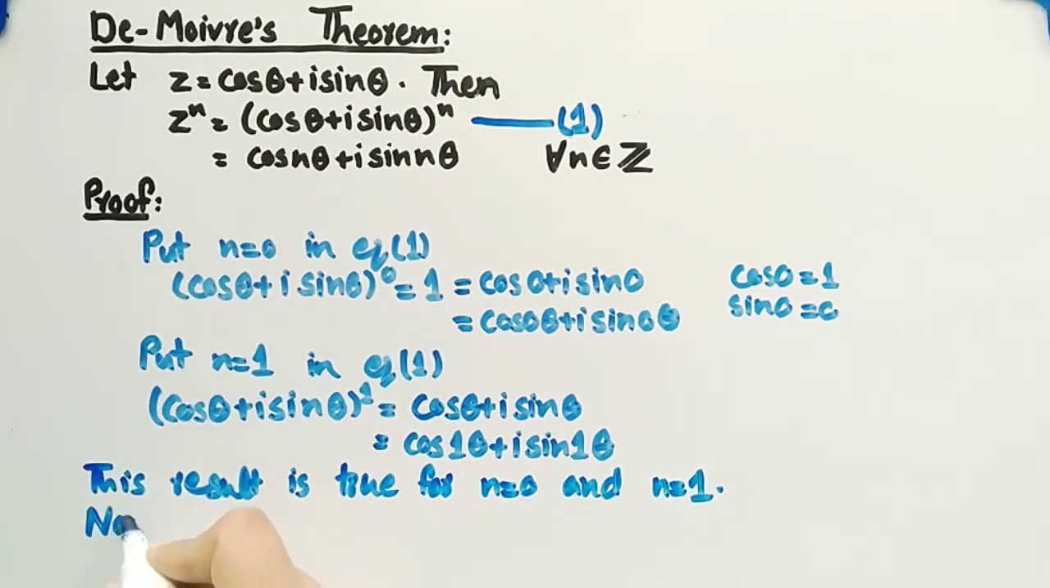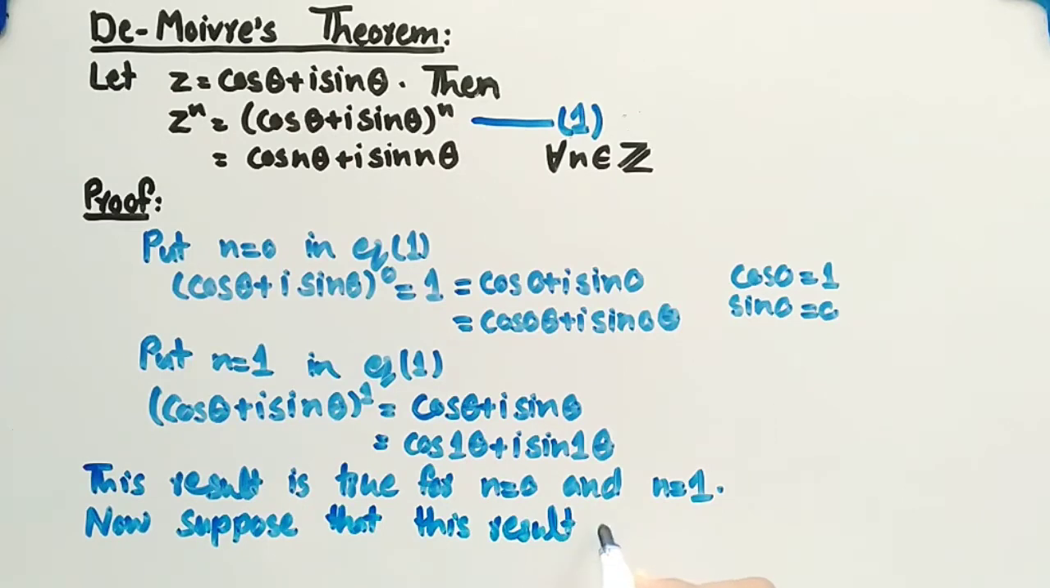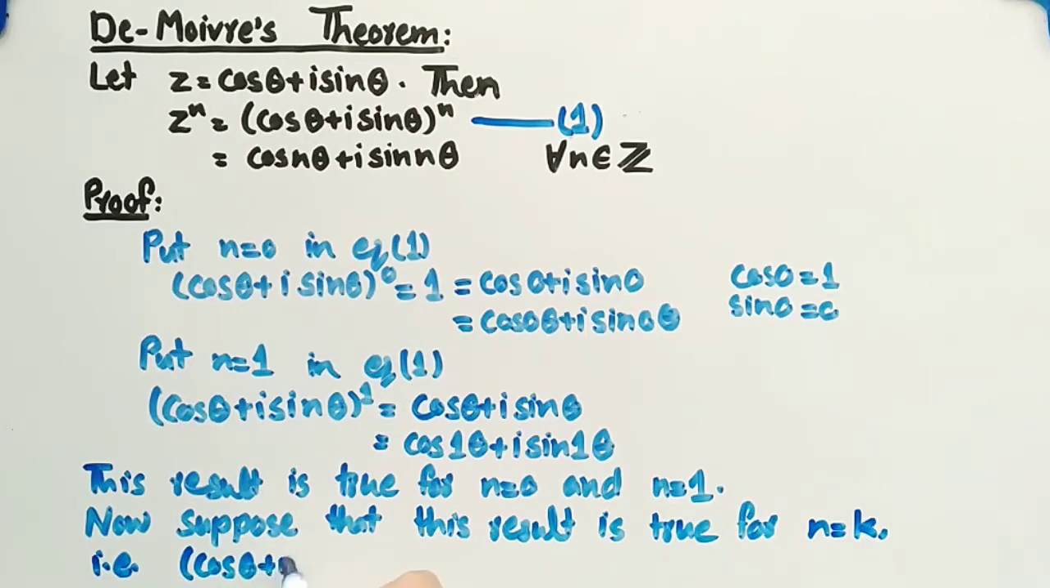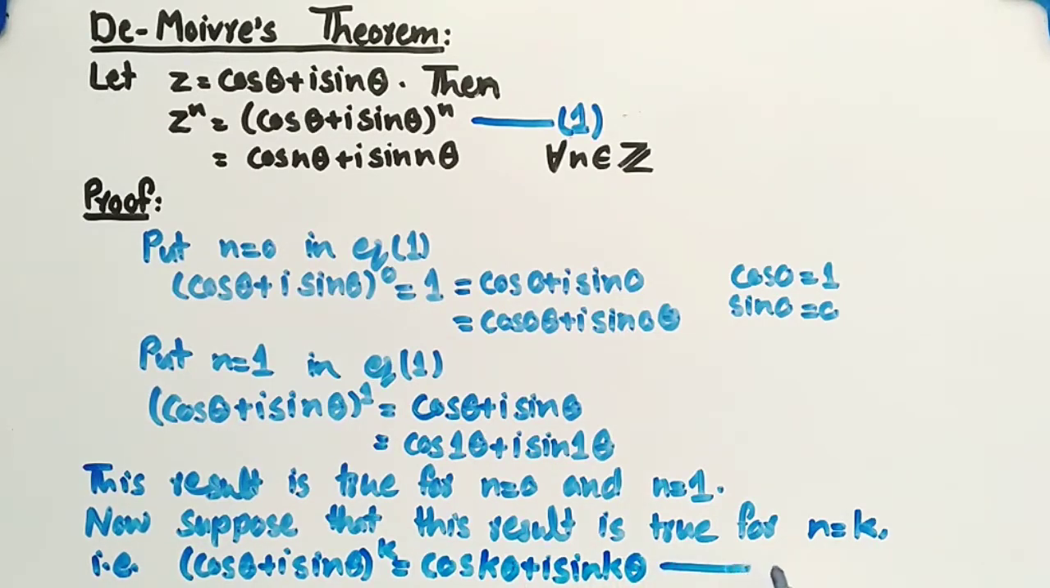Now suppose that this result is also true for n is equal to k, that is, (cos theta plus iota sin theta) raised to power k is equal to cos k theta plus iota sin k theta. Let it be named as equation number 2.